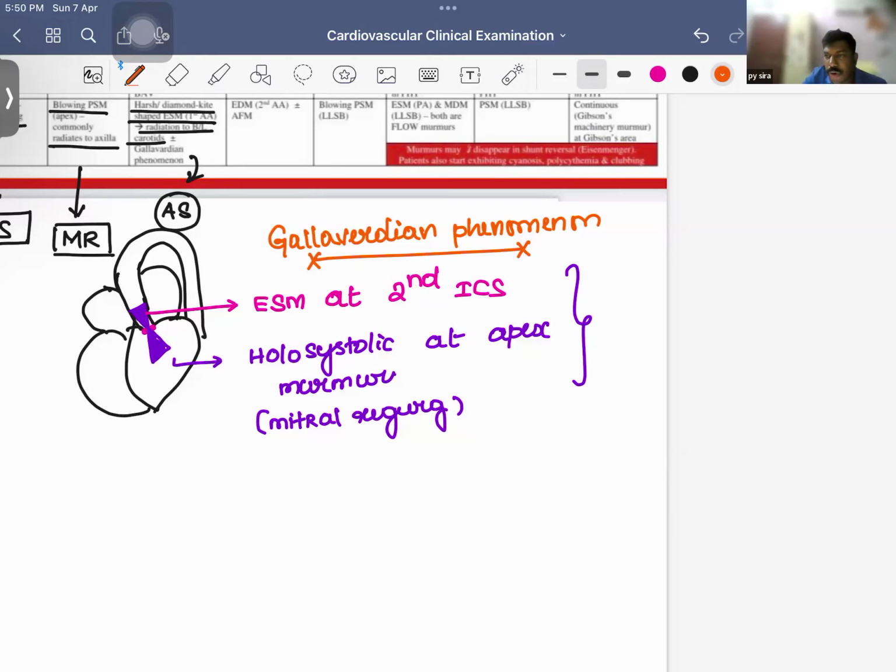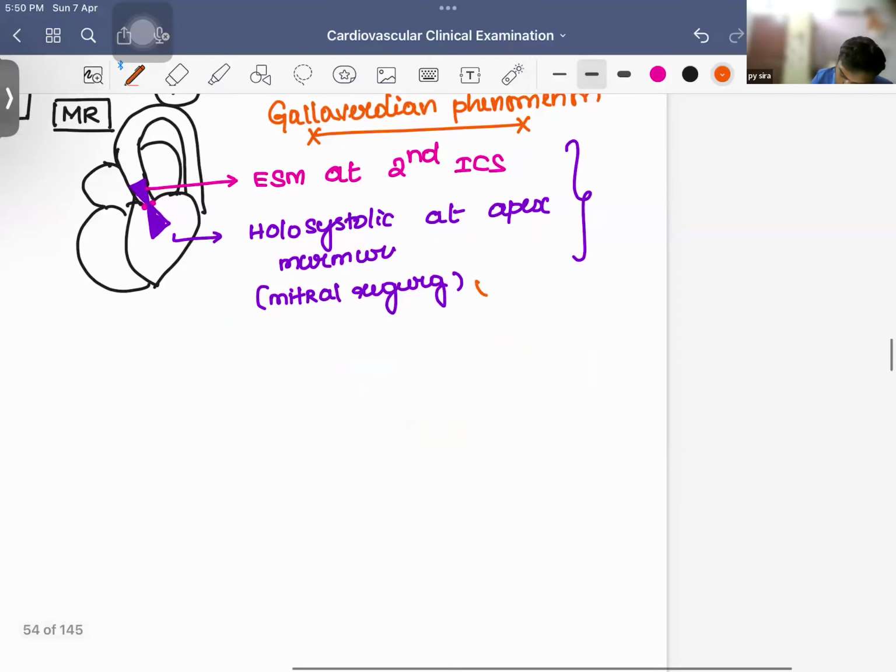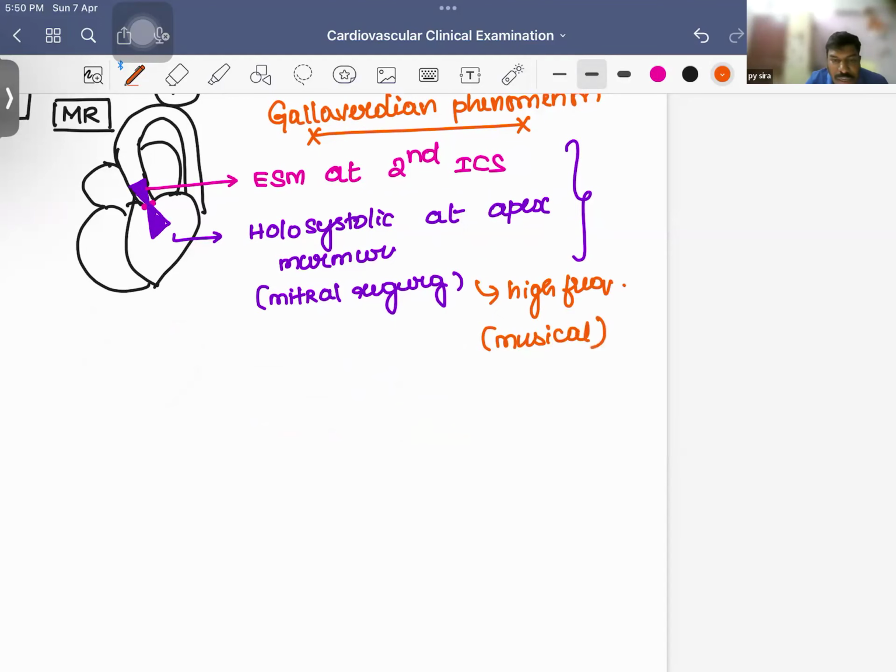Gallavardin phenomenon. Okay, so very important thing here is this Gallavardin phenomenon. Okay, it is going to be a high frequency murmur here, that is, a loud murmur, radiating to the apex. Some people even call it a musical murmur. So this is a very important thing they can ask you in your exam. Okay, this you need to know very well. This is called as Gallavardin phenomenon.